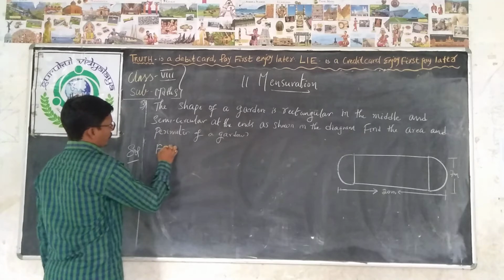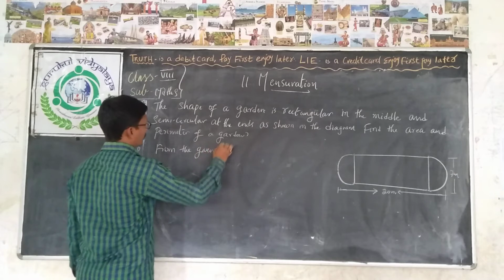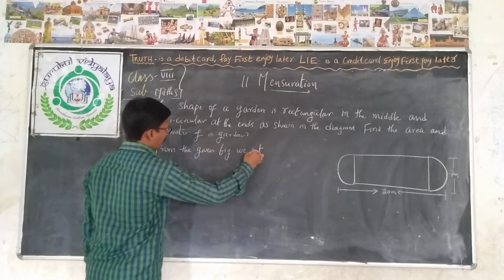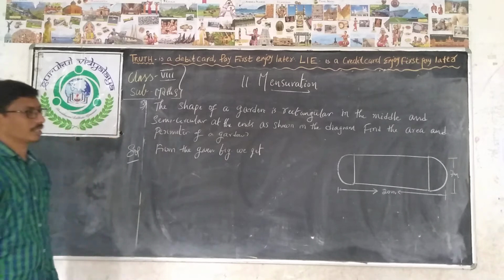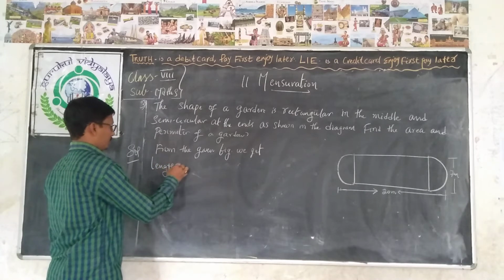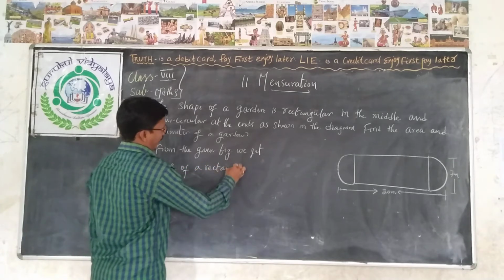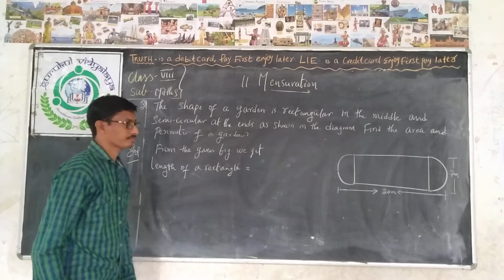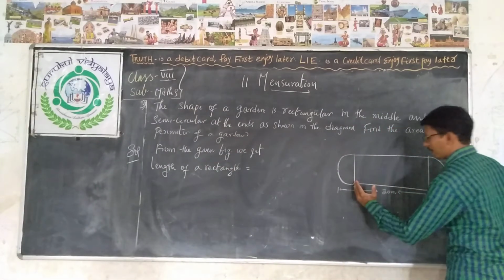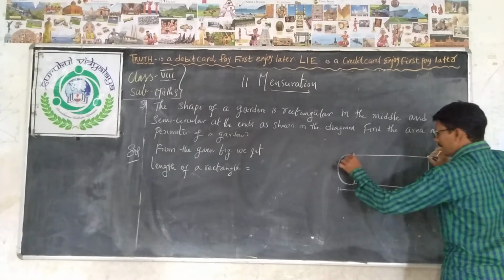From the given figure we get the length of a rectangle. See this problem, children, all of you observe the figure because the total explanation is in the figure only. How to find the length of a rectangle? Only this much part we want, up to here. So this is the breadth, this is the length.